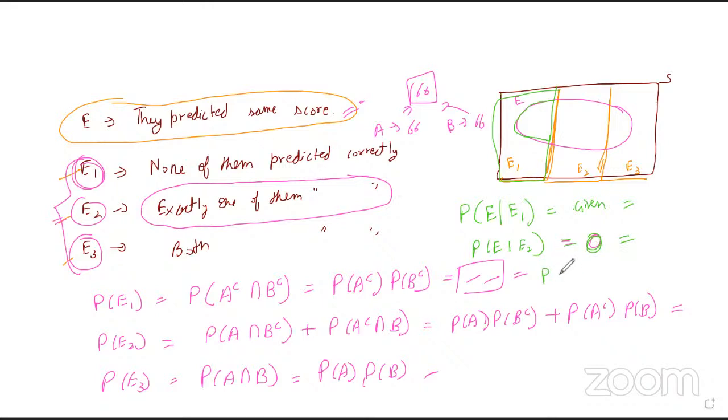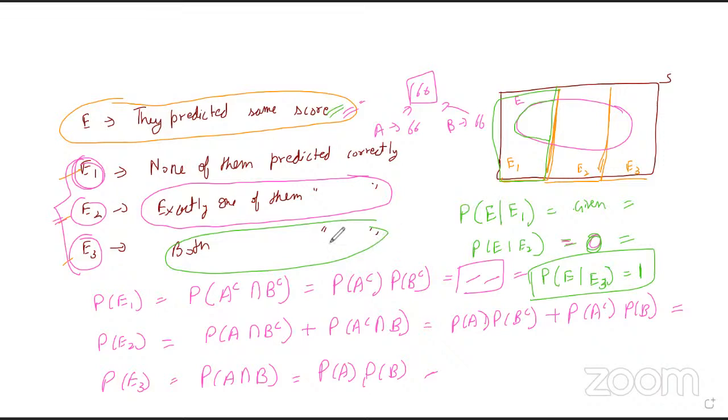Next, they predicted the same score given that both of them answered correctly. So that's one, right? If we know both of them predicted correctly, then they must definitely have predicted the correct score. If they both have predicted a different score, then both cannot be correct, right? Is this clear?